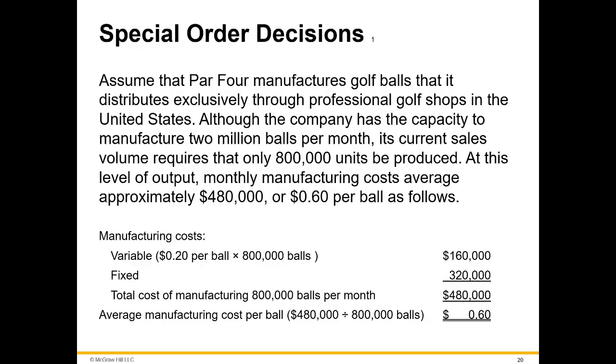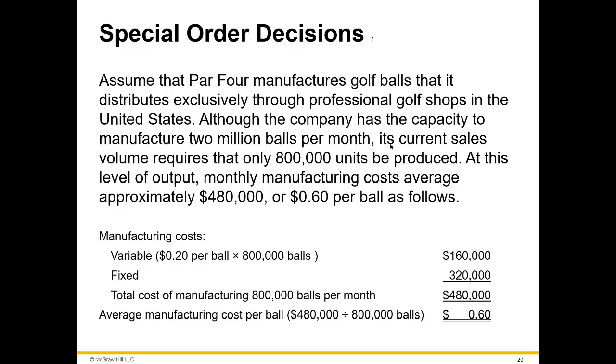Okay? All right. So assume that Par 4 manufactures golf balls and it distributes them in the U.S. While the company has the capacity in manufacturing 2 million balls per month, its current sales require that only 800,000 units be produced. At this level of output, monthly manufacturing costs average $480,000 or 60 cents per ball. Okay, so that's where we sit now. We could produce 2 million, but hey, our current sales is 800,000, 20 cents per ball.